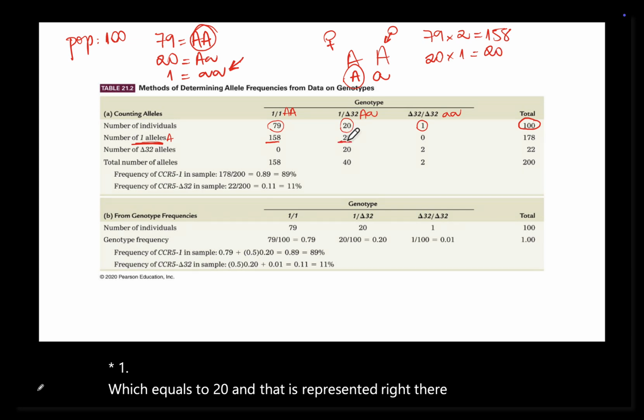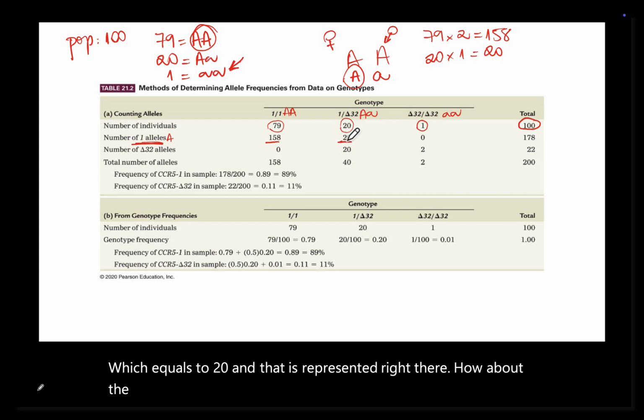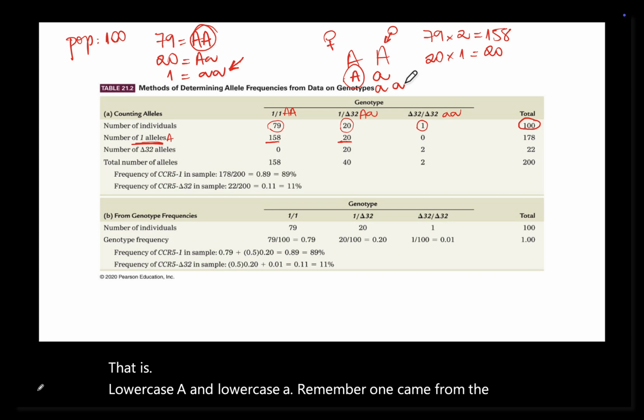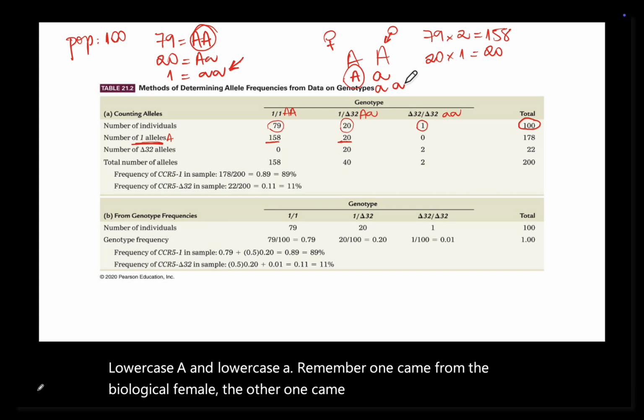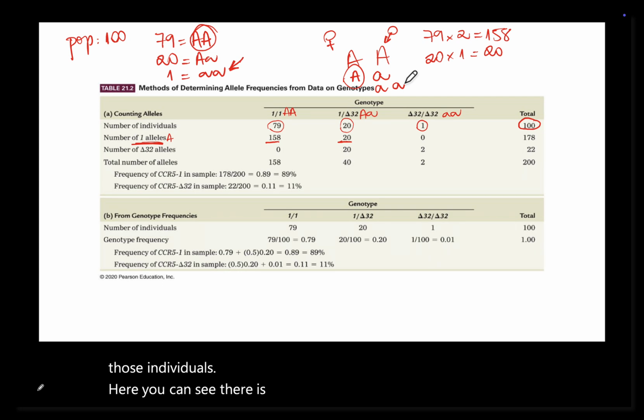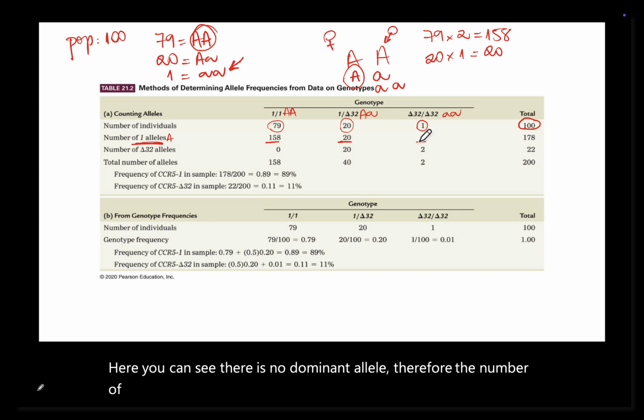How about the individual that is lowercase a and lowercase a? Remember, one came from the biological female, the other one came from the biological male in those individuals. Here you can see there is no dominant allele. Therefore, the number of dominant alleles in this category is 0.